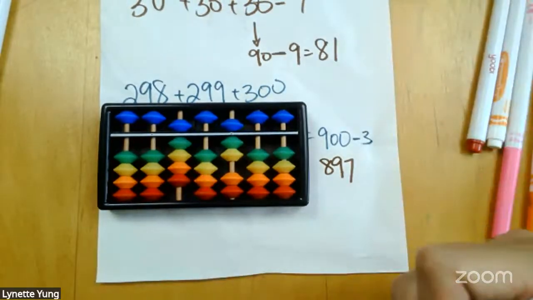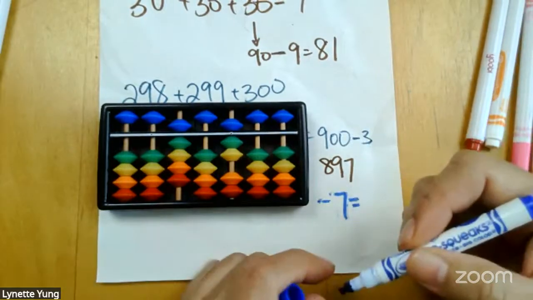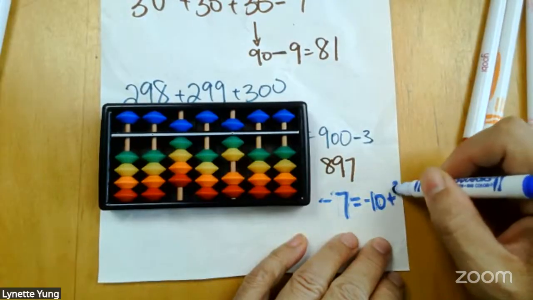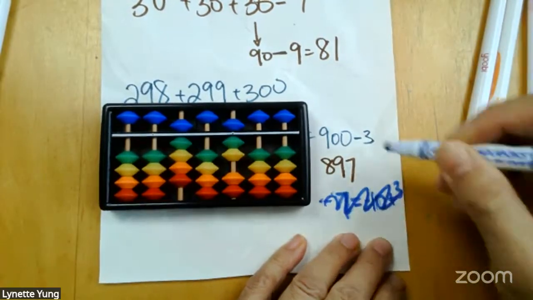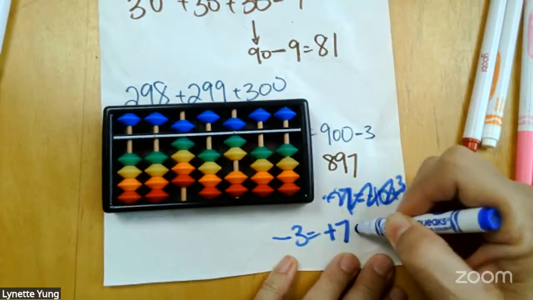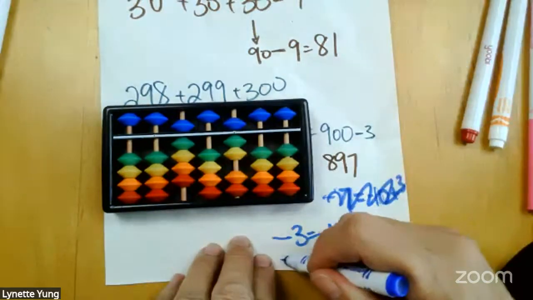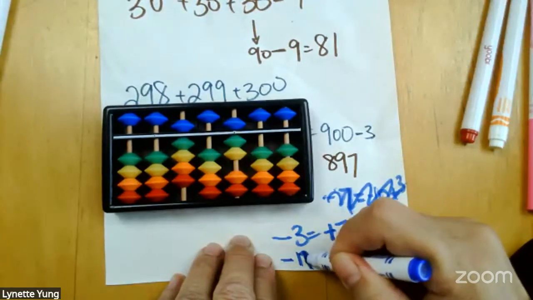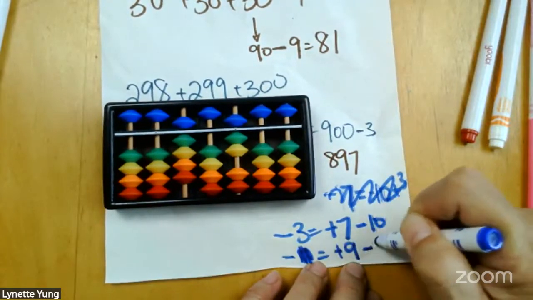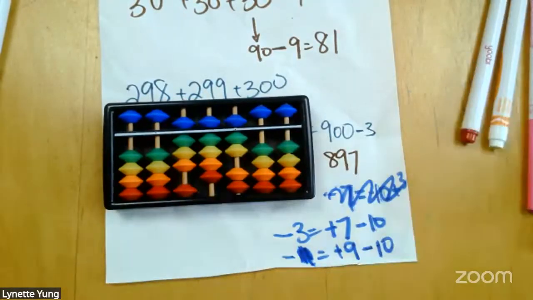This is where the commutative property happens, right? Minus 3 is equal to plus the 7 minus 10. Yep, plus the 7 minus the 10. Minus 10 minus 1, right, is equal to plus the 9 minus 10. Plus the 9 minus 10.